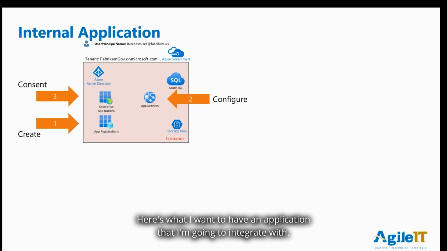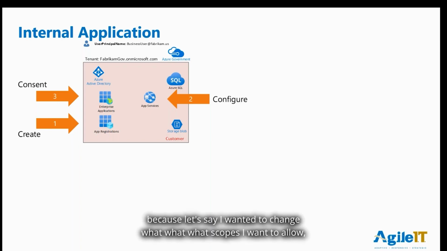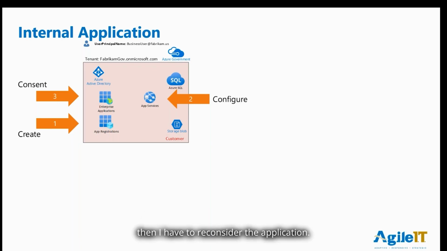Here's what I want because I have an application that I'm going to integrate with. And now I have to consent that says, yes, we consent now, and people can see it in my apps if it's been assigned to them. We can define the roles and all that. If I change anything in the app registration, because let's say I wanted to change what scopes I want to allow, then I have to reconsent the application. It's not a duplicate. It'll know which one's there and it'll consent.